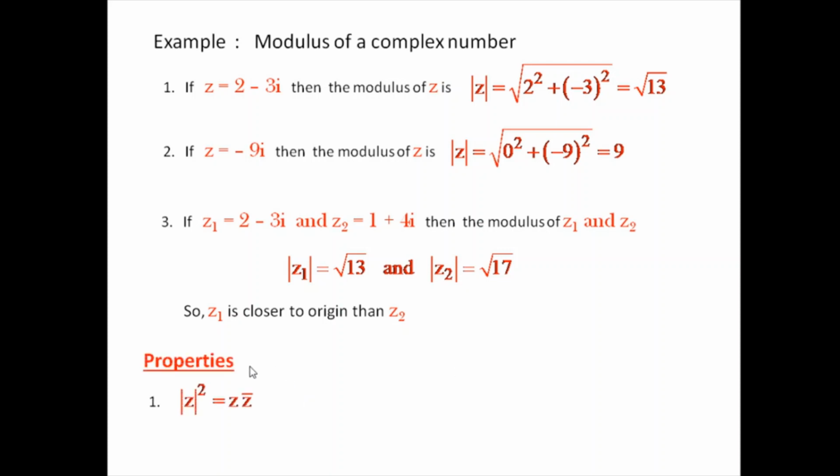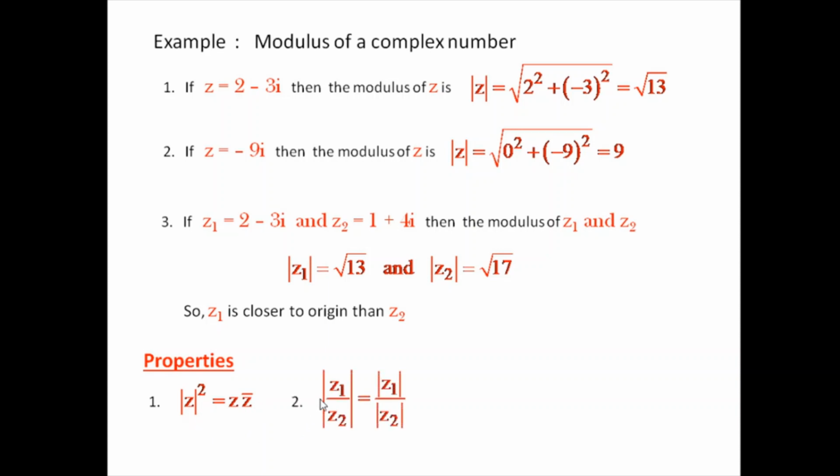Now, properties of complex numbers, the modulus in particular. The modulus of z square is the product of z with its conjugate. So if z is x plus iy, then z conjugate is x minus iy. If we multiply x plus iy by x minus iy, you can see that the product is x square plus y square, which is nothing but modulus square.